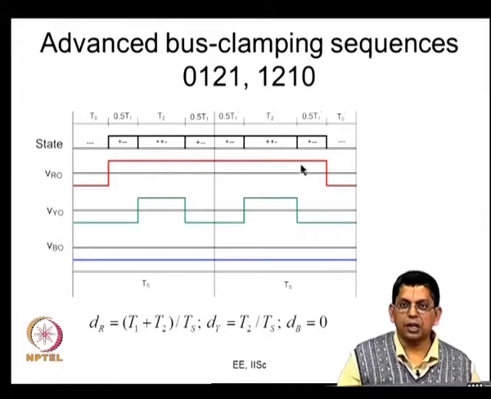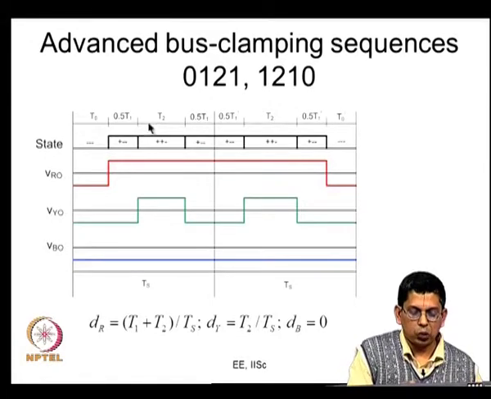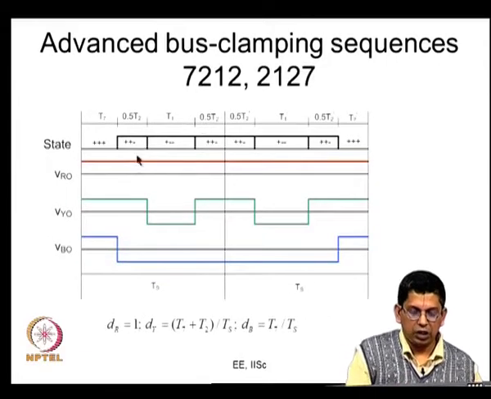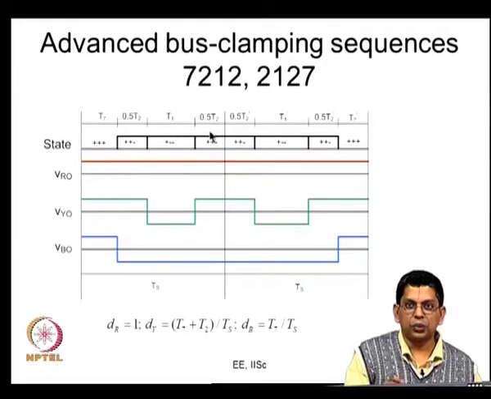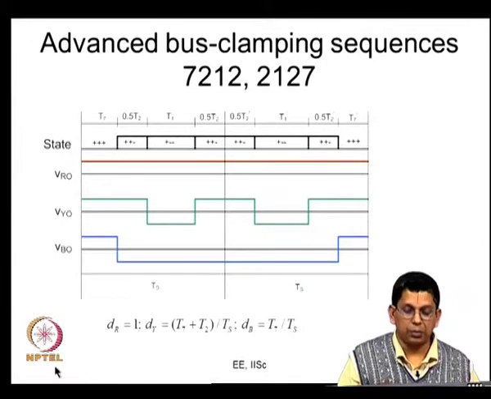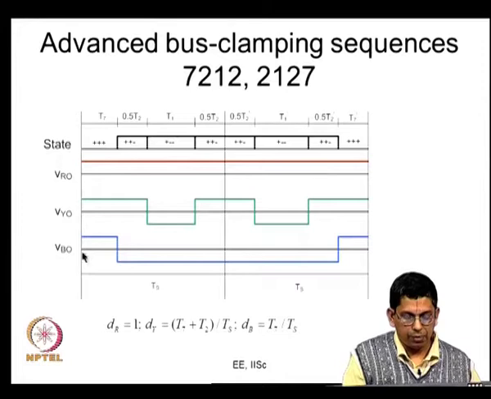So, this is advanced bus clamping PWM. You are just doing 0 1 2 1, where 1 is being applied 2 times for 0.5 T1 seconds each. Here what are you doing? 7 2 1 2. So, 2 is being applied for 0.5 T2 times each. So, these are advanced bus clamping PWM sequences.